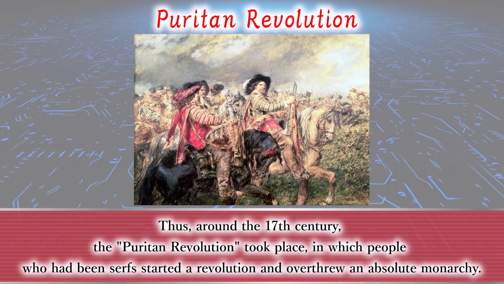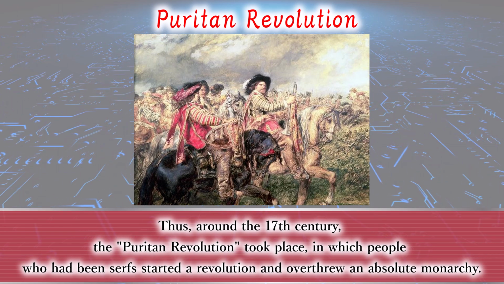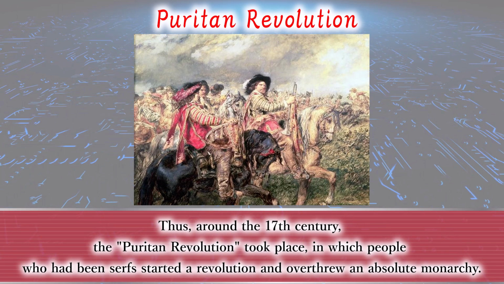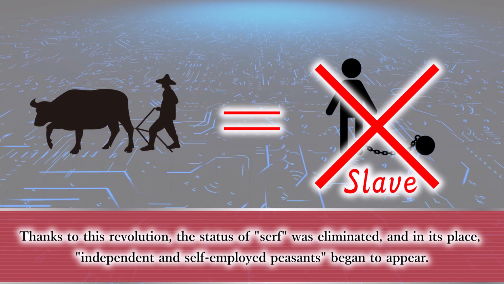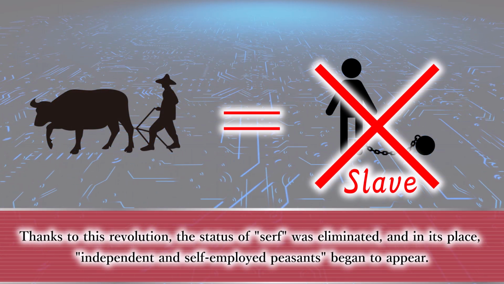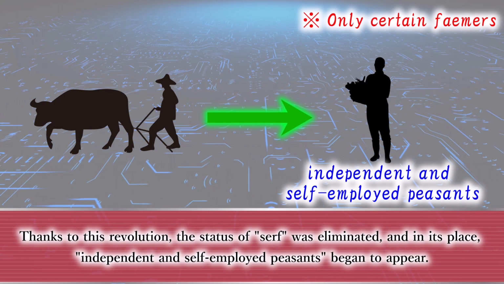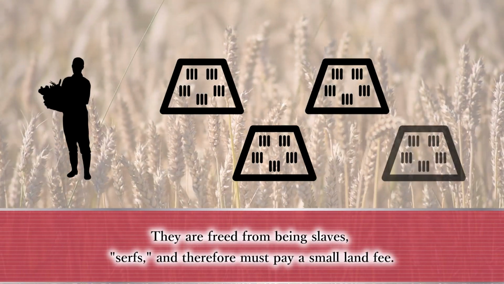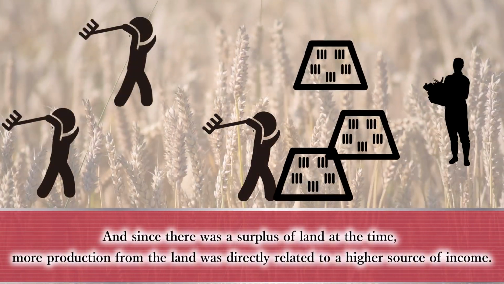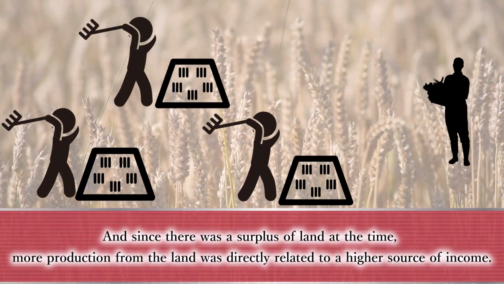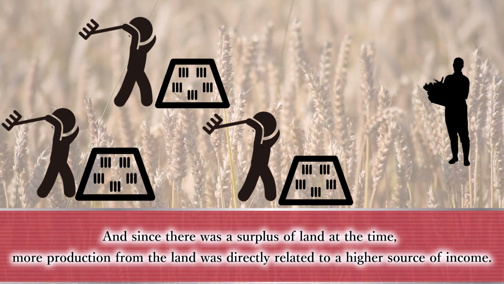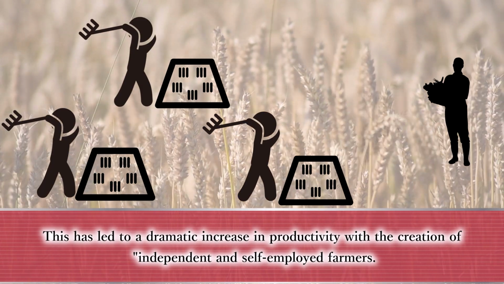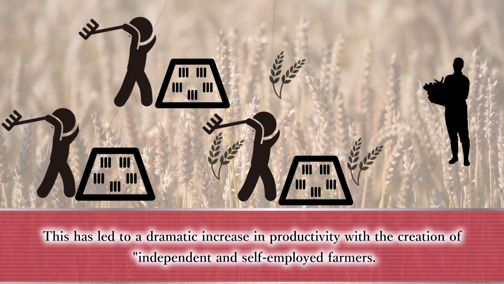Thus, around the 17th century, the Puritan Revolution took place, in which people who had been serfs started a revolution and overthrew an absolute monarchy. Thanks to this revolution, the status of serf was eliminated, and in its place, independent and self-employed peasants began to appear. They are freed from being serfs, and therefore must pay only a small land fee. And since there was a surplus of land at the time, more production from the land was directly related to a higher source of income. This has led to a dramatic increase in productivity with the creation of independent and self-employed farmers.